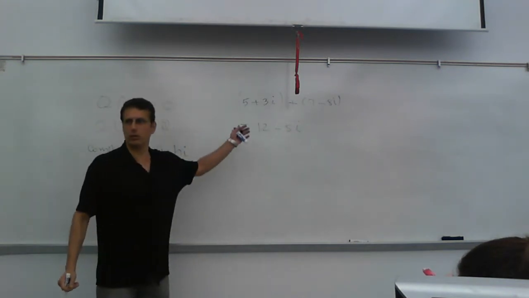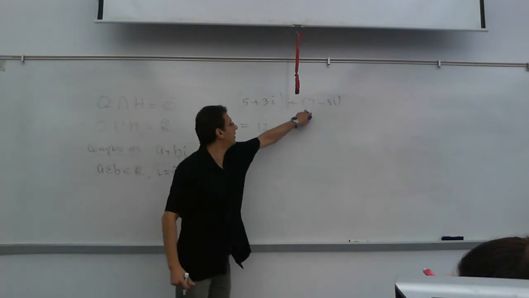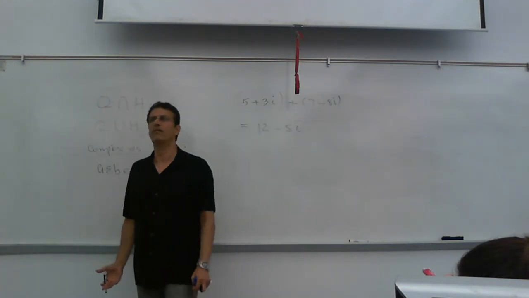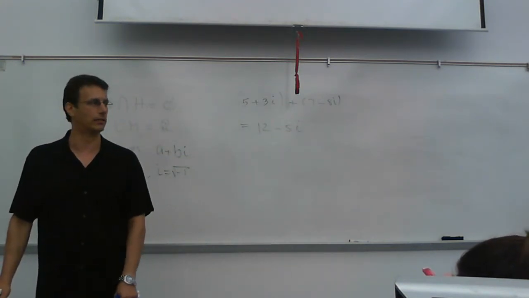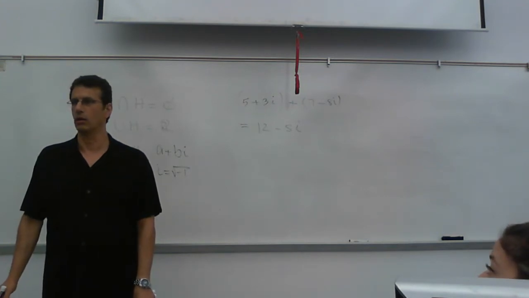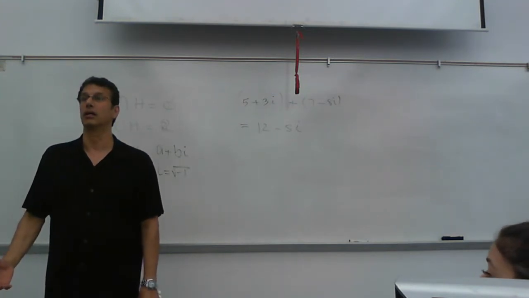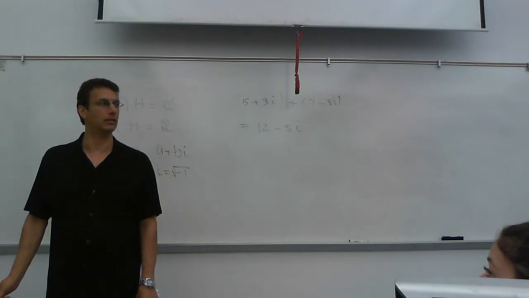12 negative 5i. Everybody knows what happened here? 5 and 7, 3i and negative 8i. Very simple when you add or subtract. Does that work? So what we want to discuss is multiplication and division.